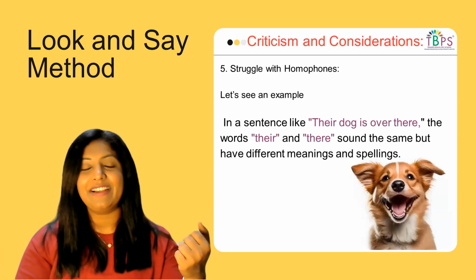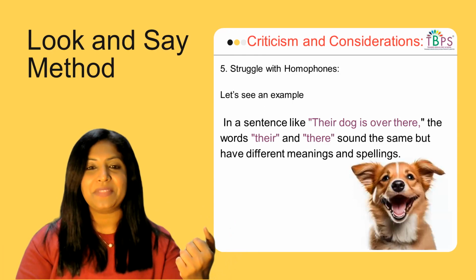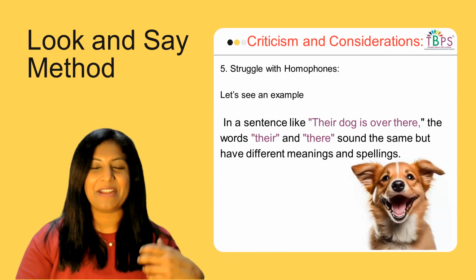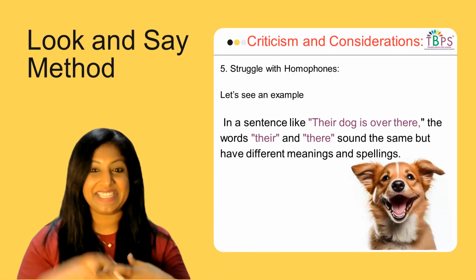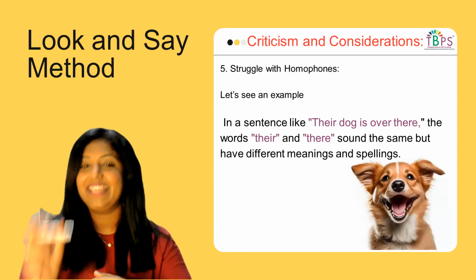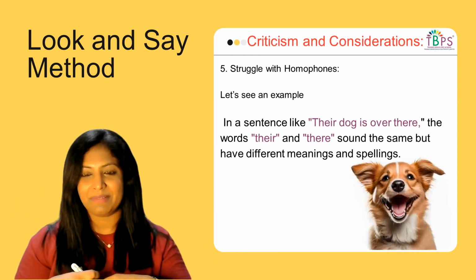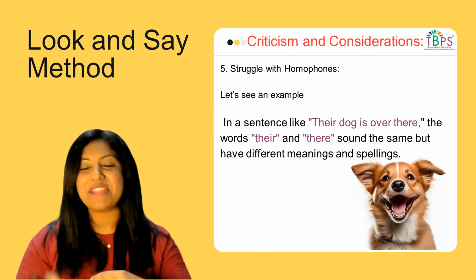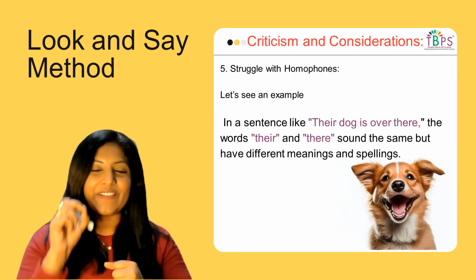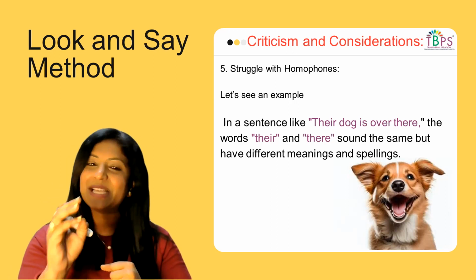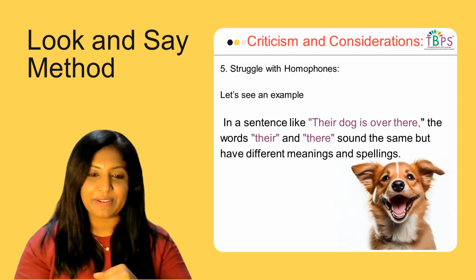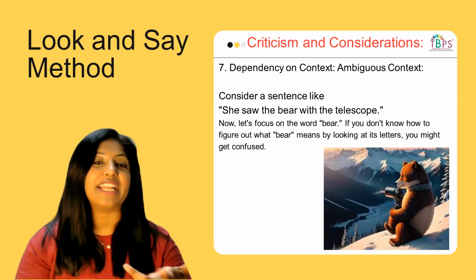Let's see a simple example here. I could say, their dog is over there. Okay, now which there should come first? It's their dog is over there. The words there and their sound the same, but don't you think they have a different meaning? They have a different spelling, right? So children will always struggle with spellings when it comes to homophones. In those cases, sight words would be really helpful compared to going with phonetic words.